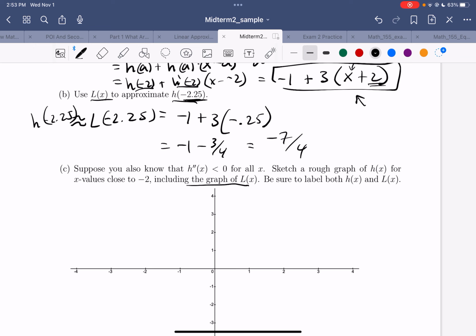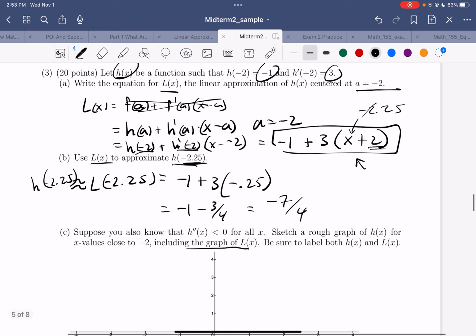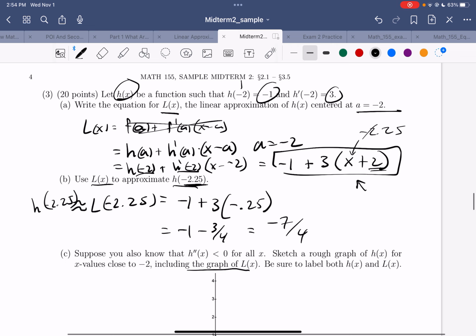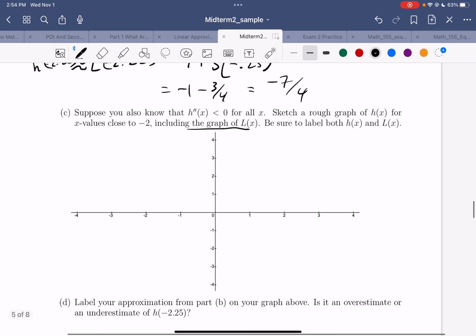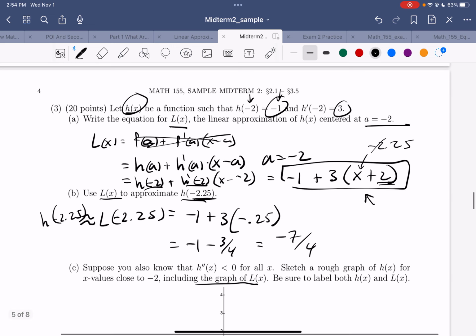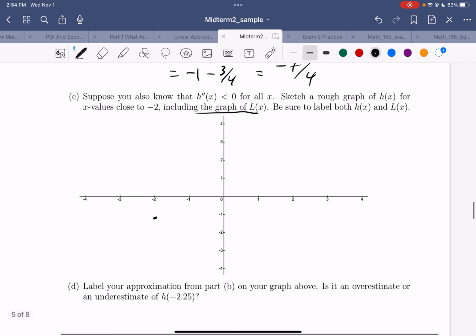including the graph of L of x. All right, let's go ahead and graph L of x. So it goes through the point negative 2 comma negative 1. Negative 2, negative 1, it's about there. And it has slope positive 3, right? It has slope positive 3. So, oh gosh, if I go over 1, I should go up 1, 2, 3. All right, so I want to go through these 2 points.